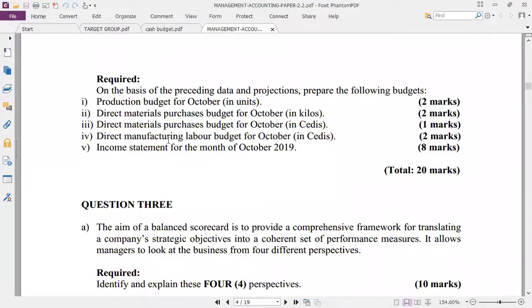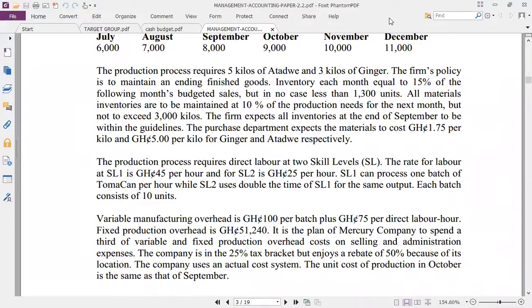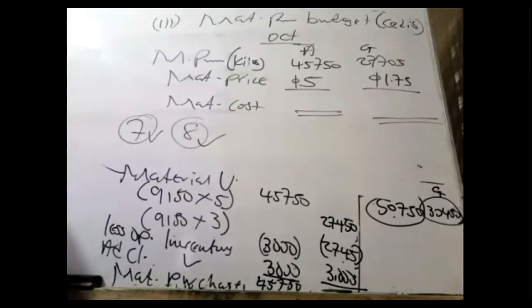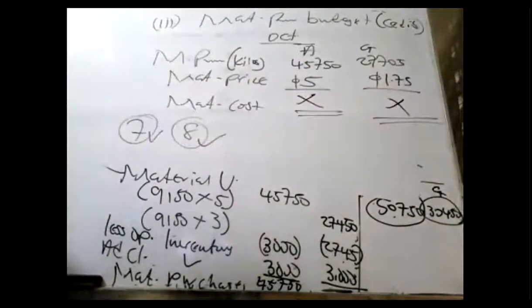So you prepare the direct manufacturing labor budget for October in cedis. In cedis, you need to get hours first before you can do the cedis. Take note of that. Okay, so let's look at that one to say bye-bye. Can you multiply to put the answers in? Try to put the answers in.